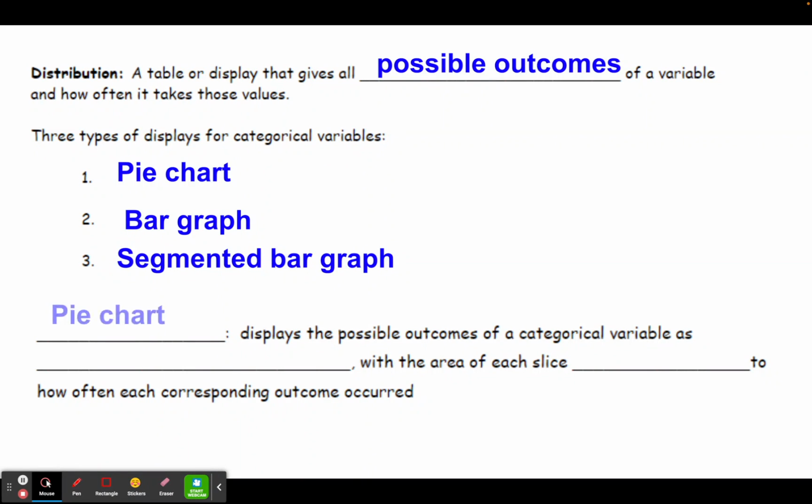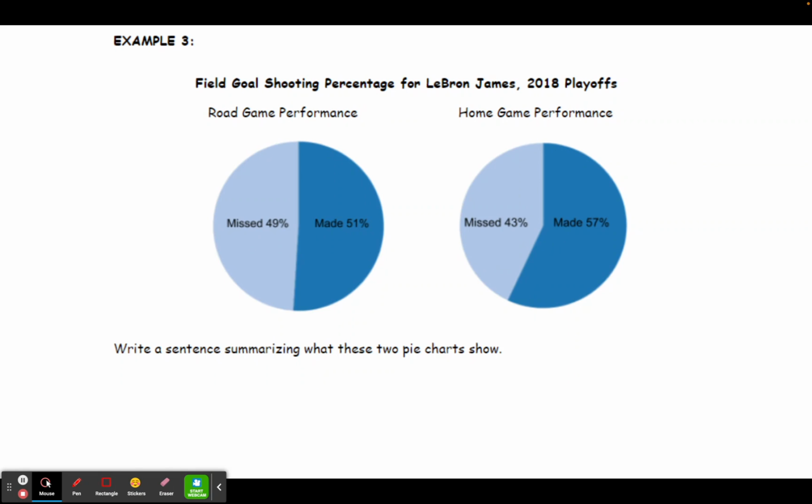You probably know, for example, that a pie chart or a pie graph displays the possible outcomes of a categorical variable as slices of a circle, with the area of each slice being proportional to how often each corresponding outcome occurred. In example number 3, we're looking at field goal shooting percentages for LeBron James during the 2018 playoffs. Notice we separated his data into road game and home game performances.